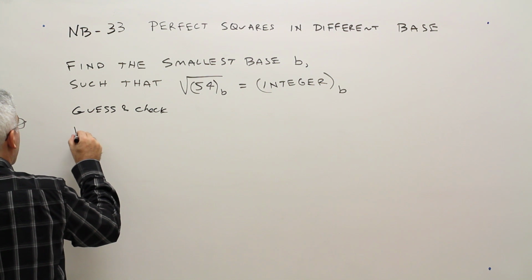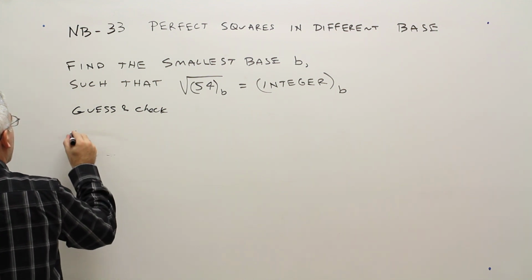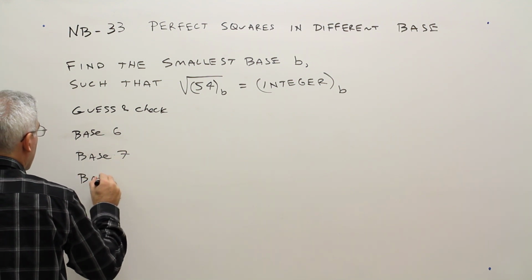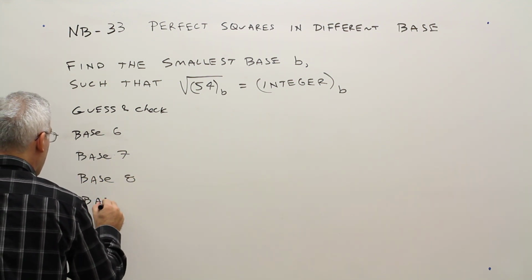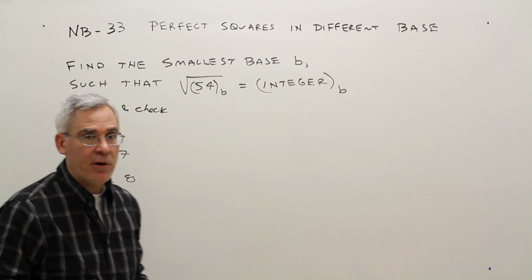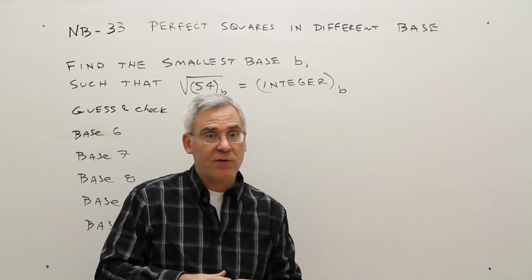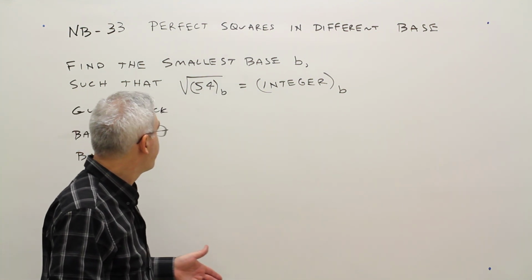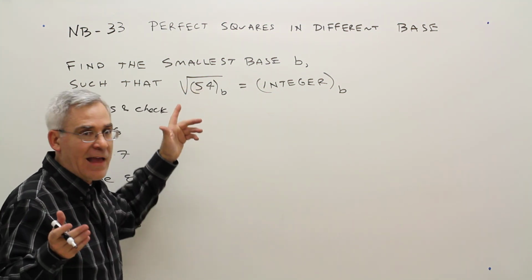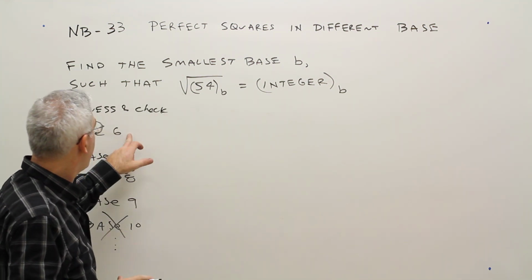And I'll just try base 6, base 7, I'll write them out for you. Base 6, base 7, base 8, base 9, base 10, etc. And for this unit, typically all the answers are between base 2 and base 16. All right, so just to get a handle on it, in base 10, the square root of 54 is not an integer. 54 is not a perfect square, so just getting that out of the way. Okay, so let's go to base 6.